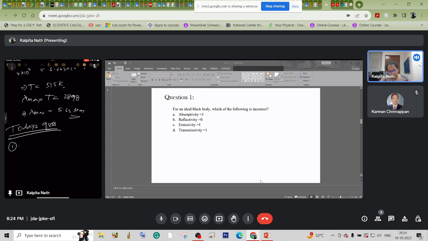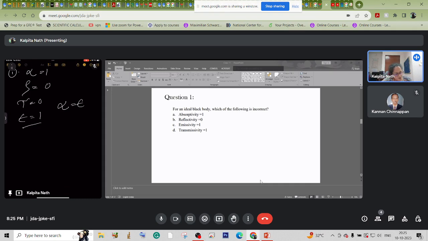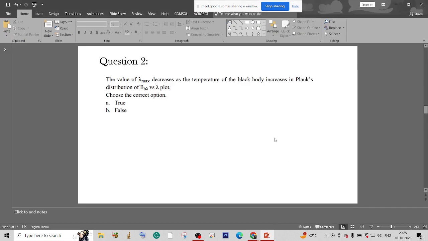Okay, so the answer for this is, see, for an ideal black body, we know that absorptivity is equal to 1, the reflectivity is equal to 0, transmittivity is equal to 0, and emissivity is equal to 1. That is, for a black body, the absorptivity is equal to emissivity. So everything that is falling on the surface is absorbed, the perfect black body, right? So obviously for this, the correct answer will be D, because transmittivity is not equal to 1 for a black body. So let's proceed to the next question.